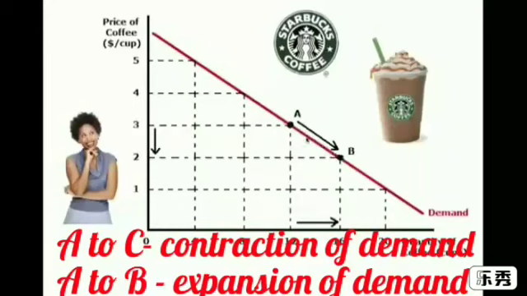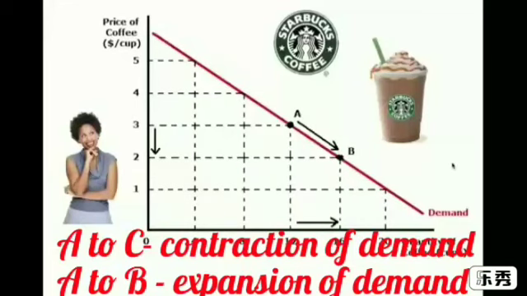So here the move from point A to C, the inverse direction of point AB, is called the contraction of demand. So here, as a result of the increase in price of coffee, we move from point A to point C.